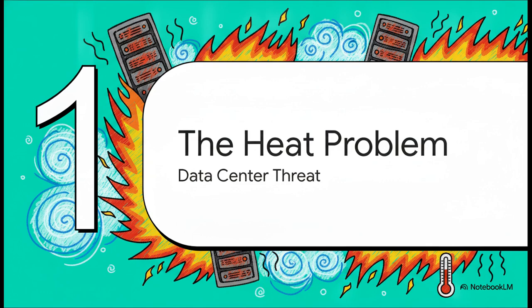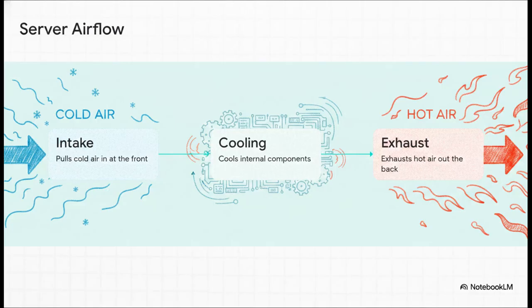Section 1. The data center heat problem. To really appreciate the solution, we first have to understand the core threat to our infrastructure, and that threat is simply heat. Let's look at how this builds at the micro level. Step 1, every single server pulls cold air in the front. Step 2, it cools the internal components. And Step 3, it exhausts hot air out the back.